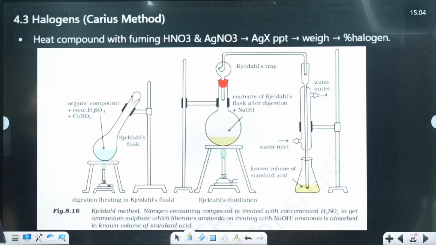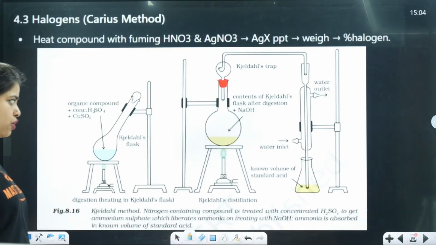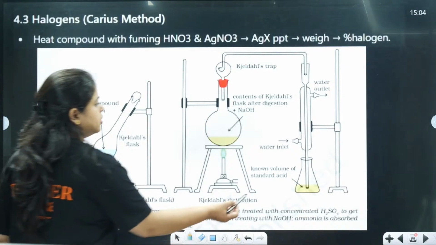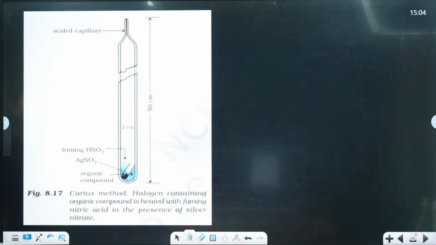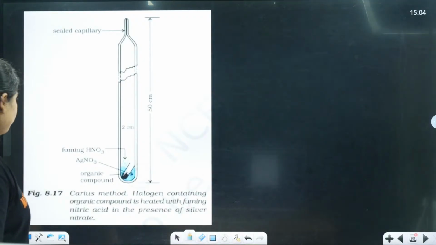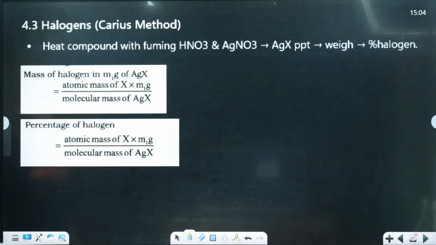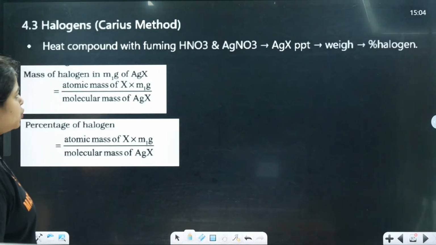Done? Now come the halogens, which is also called Carius method. Heat the compound with fuming HNO3 and AgNO3, and an AgX precipitate forms. I told you which type of yellow color is formed. Just observe, a yellow precipitate has been formed. Done? Yes, in halogens there is the Carius method. Heat the compound with fuming HNO3 and AgNO3, and an AgX precipitate is formed.